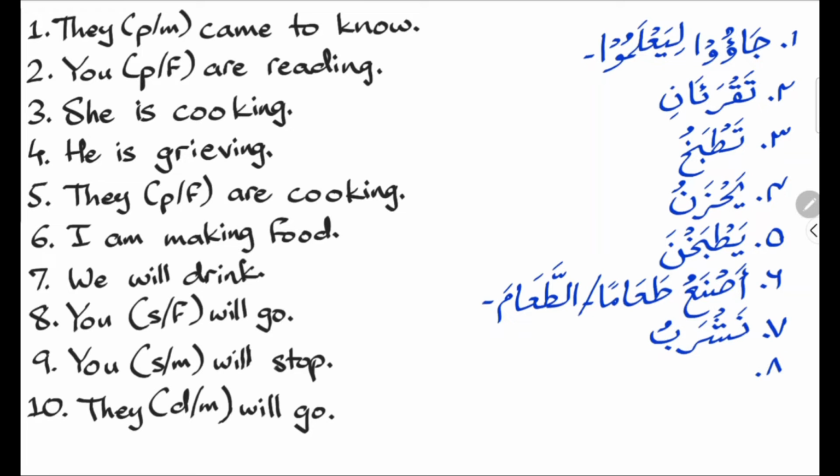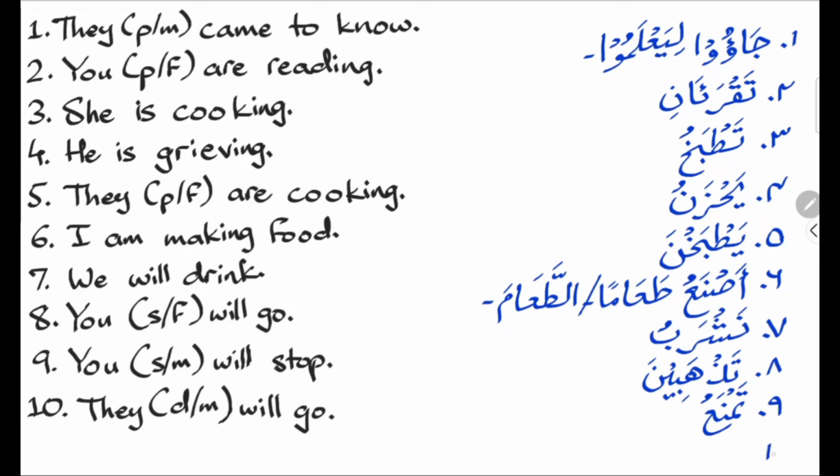Number 8. You, singular female, will go. Go in Arabic is ذهب. Bring ذهب on the wazn of you, singular female, will do, تفعلين. And you get تذهبين, you will go. Number 9. You, singular male, will stop. Stop in Arabic is منع. Bring منع on the wazn of you, singular male, will do, meaning واحد مذكر حاضر, and you get تفعل. So منع on the wazn of تفعل is تمنع.